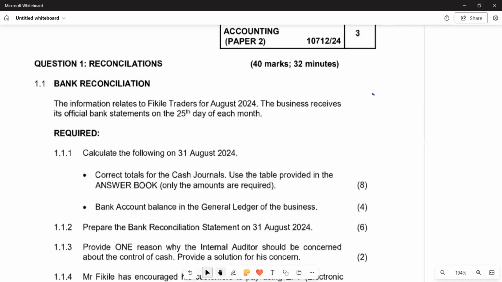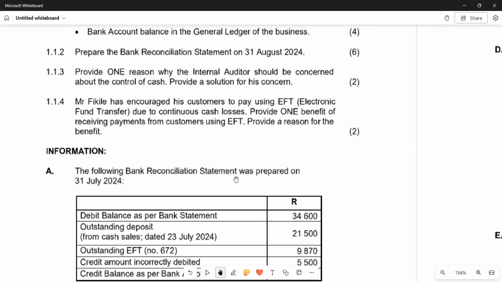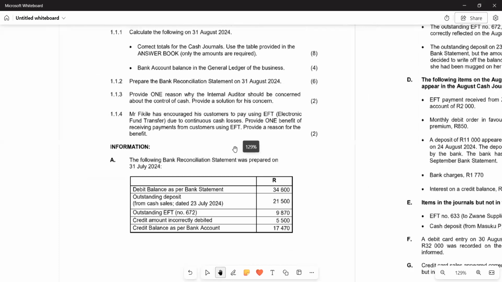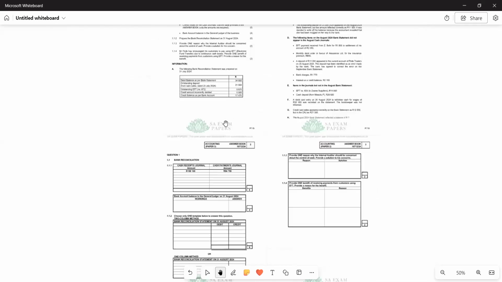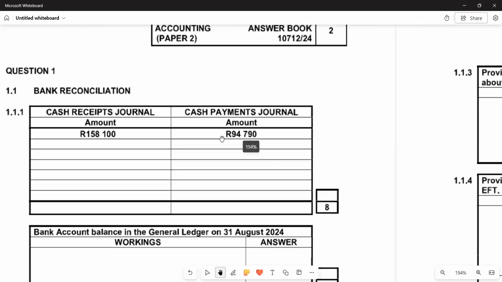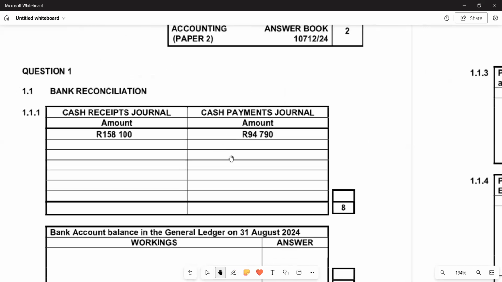So we can go to our answer section and see the tables that we are given that we need to fill in. Remember, the question is saying only amounts are required. So this is our answer section. We are going to start with filling in the cash receipts journal and the cash payments journal. The opening balances are pre-entered, that is 158,100 rands in the cash receipts journal and 94,790 rands for the cash payments journal. Then we are going to make the adjustments as we go down.